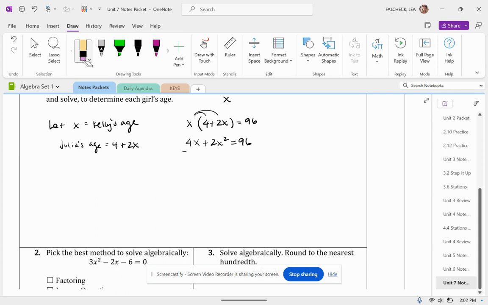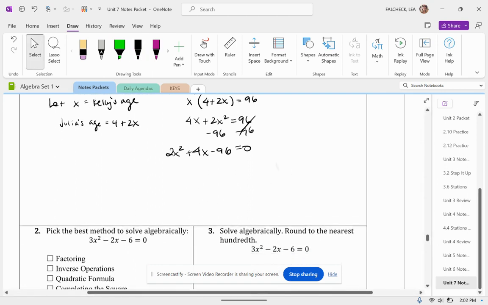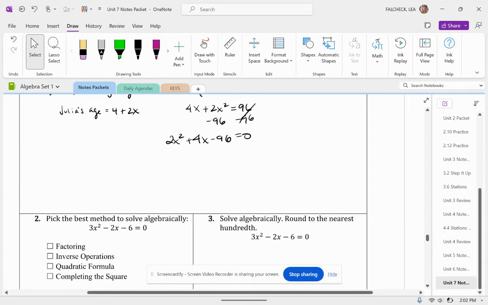Oh, wait. I want to move the 96 over. That's easier. I'll just do that. Minus 96, minus 96. I get 2x squared plus 4x minus 96 equals 0. All right, cool. So what I'm going to do now is look for a GCF. Why am I looking for a GCF? Because there's a leading coefficient in front of the x squared.